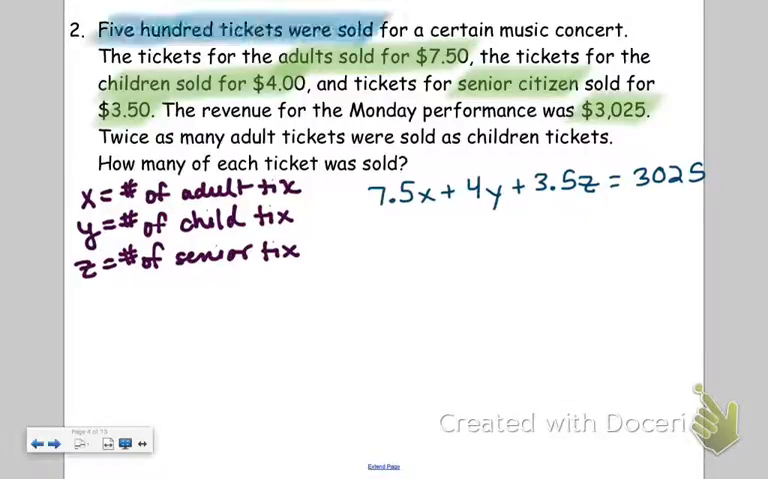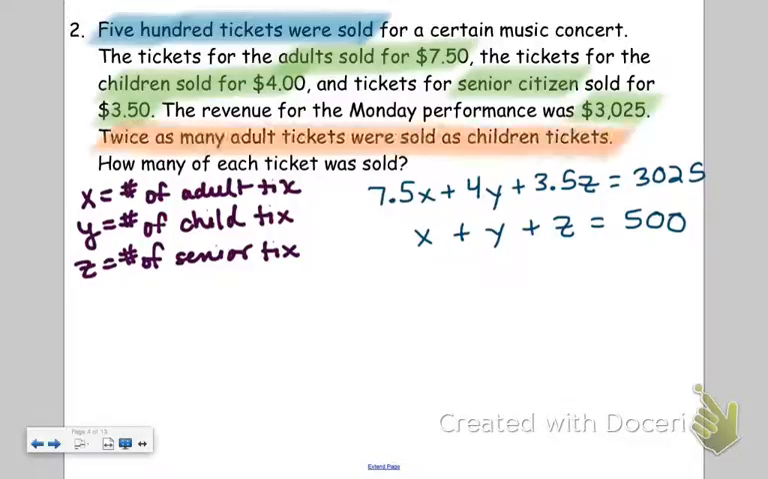The next thing we're looking at is the first sentence. It might be hidden because the number 500 is written out instead of as a number. But if 500 tickets were sold, that means we can add up X, Y, and Z, and that will give us our total number of tickets. Adult plus child plus senior is going to be the total.